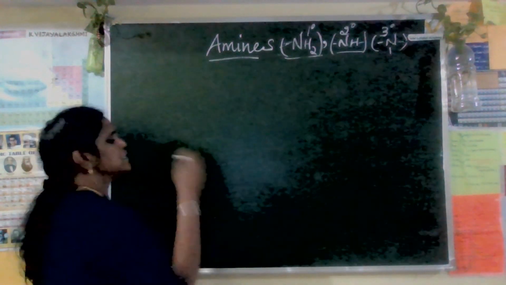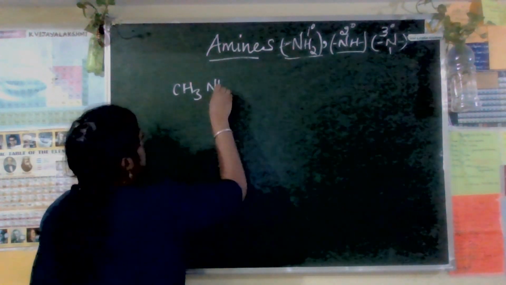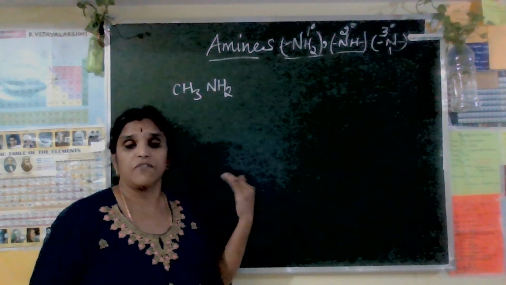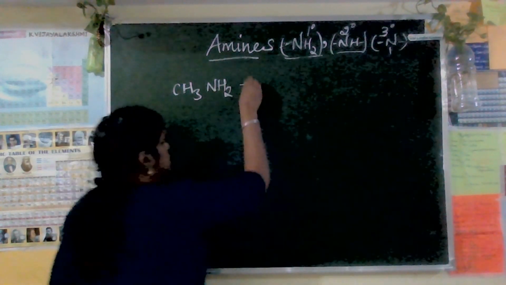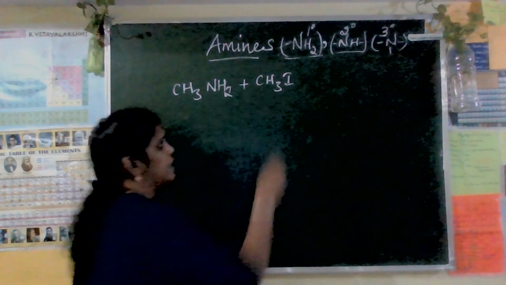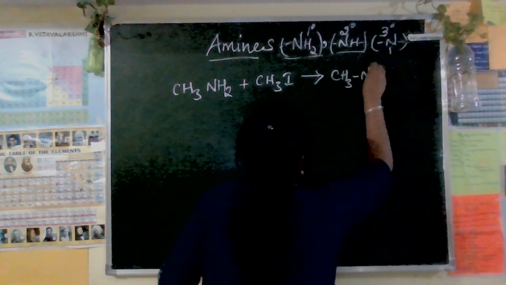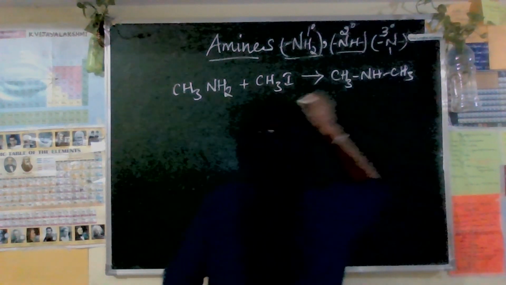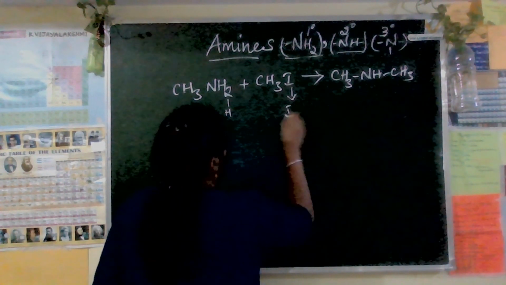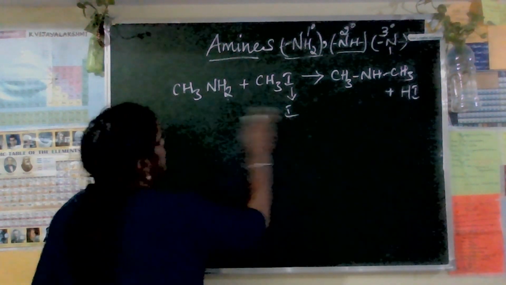Okay, now methyl amine, we got it already: CH3NH2. That happened due to the large amount of ammonia we added. Now this will react with CH3I, that is methyl halide, methyl iodide. Now what happened here? CH3NHCH3. One hydrogen from this and the iodide, these both combine together, and you will get hydrogen iodide.